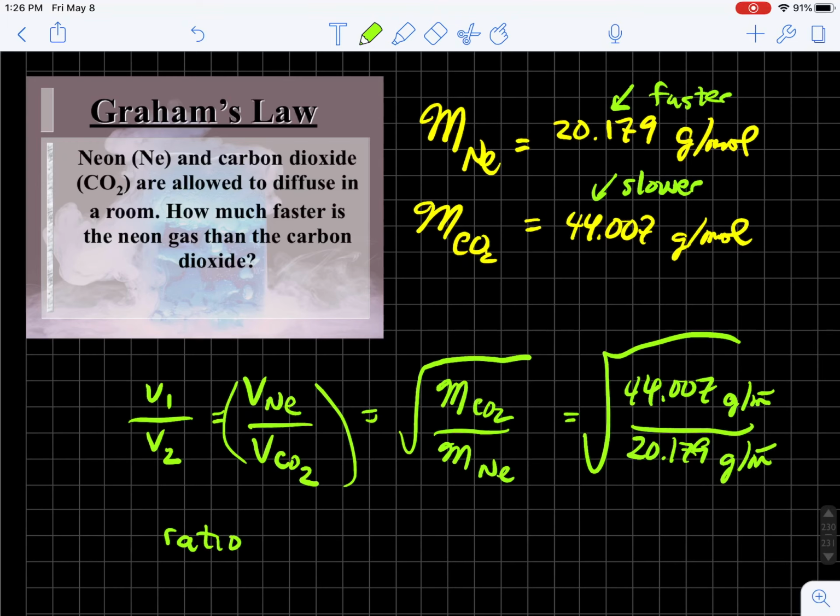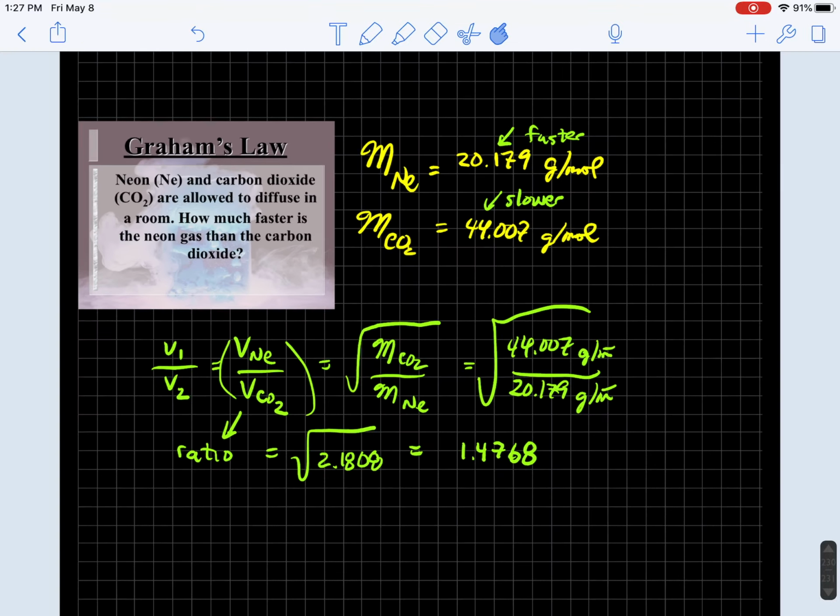So again, this ratio that we're solving for is going to be equal to the square root of, let's do 44.007 divided by 20.179, and we get, to 5 sig figs, 2.1808, and then we'll take the square root of that. And we get 1.4768 is our answer.